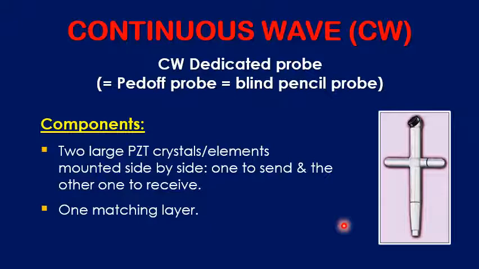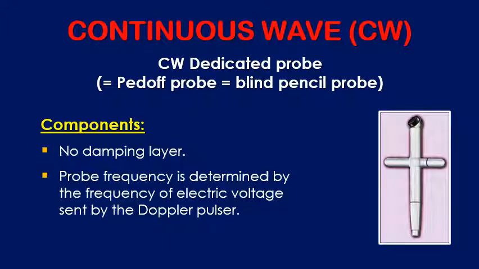So what are the components here? We have two crystals in the head, one for continuous transmission and one for continuous receive. There is a matching layer, like any probe, but there is no damping layer. So this transducer has two crystals, a matching layer, but no damping layer. Why? Because I don't want to damp the transmitted waves. I want them to be in a continuous transmission. Since we don't have a damping layer, there is no imaging. It's a non-imaging probe. It's a narrow band, high Q and high sensitivity. All of these come as a bundle, as far as we have no damping layer.